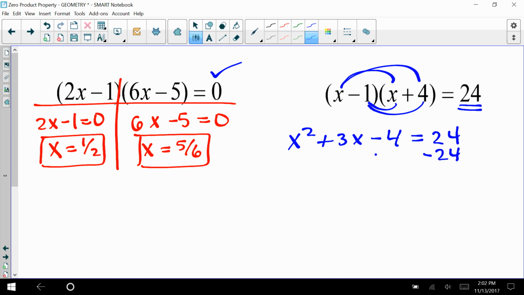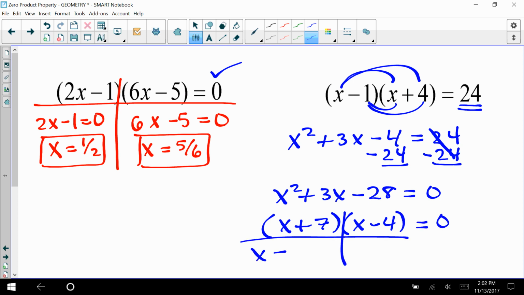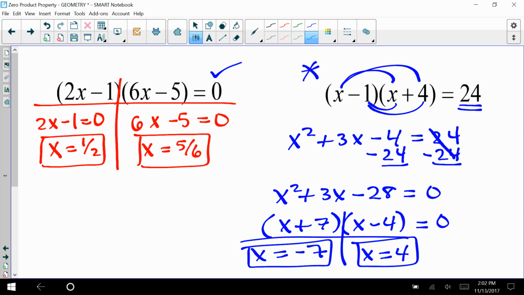And then when we subtract 24, we get x squared plus 3x minus 28 equals 0. And now we can solve. x plus 7, x minus 4 equals 0. And now when we tee off, we get x is negative 7 and x is 4. Okay? So this one's a little tricky, so just be careful when you see problems like that.